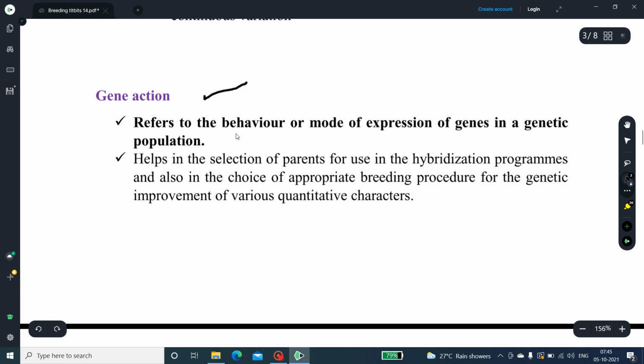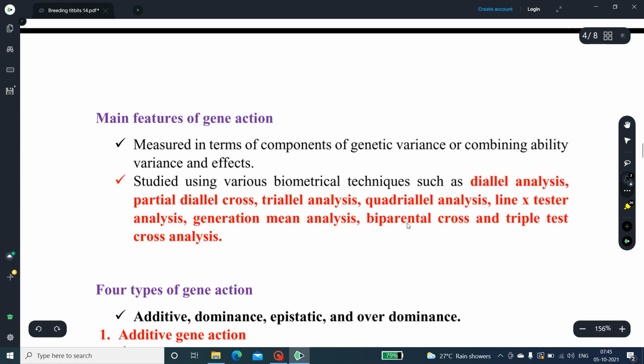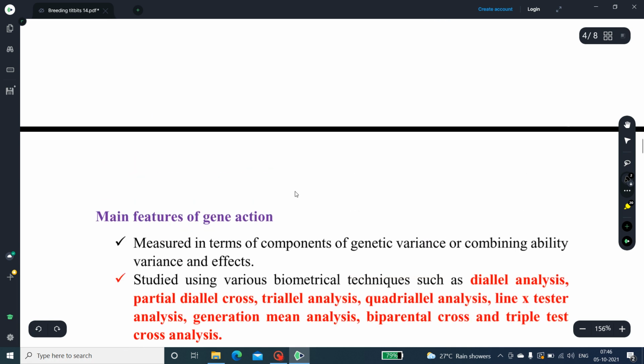Gene action refers to the behavior or mode of expression of genes in a genetic population that helps in the selection of parents for use in hybridization program and also in the choice of appropriate breeding procedure for the genetic improvement of various quantitative characters. And we can see the main features of the gene action. It is measured in terms of components of genetic variance or combining ability variance and their effects.